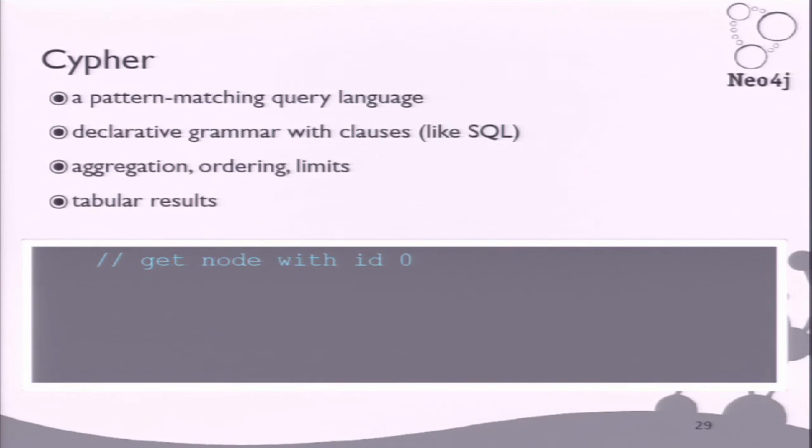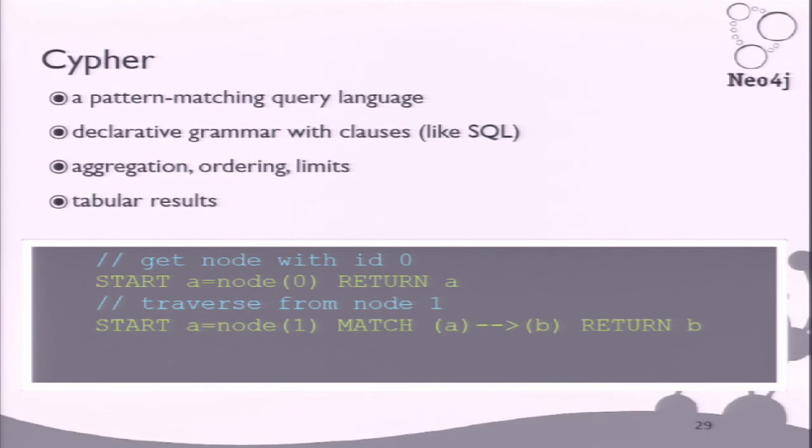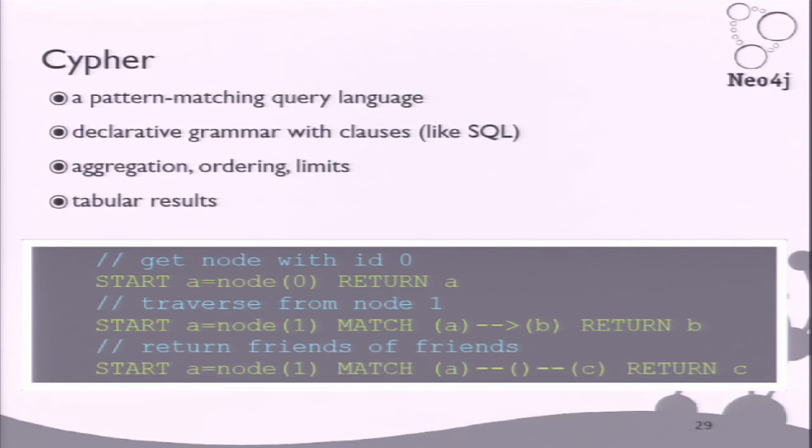So a couple other examples. Let's get the node with ID 0, super simple. Just start, get the node, and then return. Previously, I added a match in there, and the 3 fundamental operations are start, match, and then return. So if we want to traverse from node 1 and 1 step out, we would do something like start from A, and then do a match, which is super simple, from A to B. Hopefully you can see the ASCII art here, and then return B. Or friends of friends, that's the one that we just did. Start from A, go to someone that we're not going to return, so we don't need to have a variable there, and then another hop out.